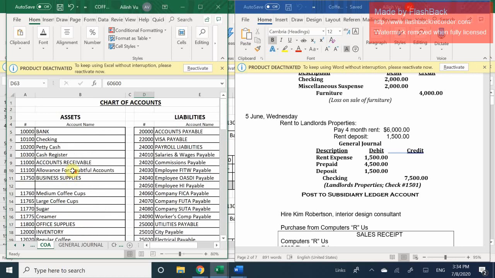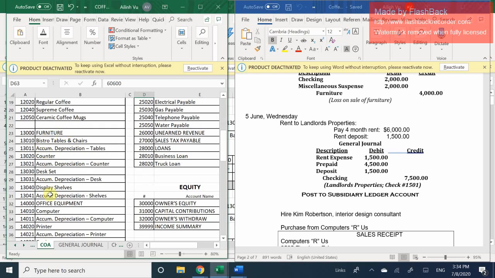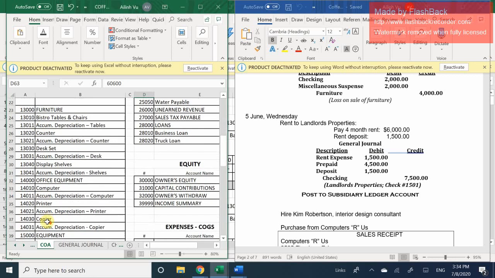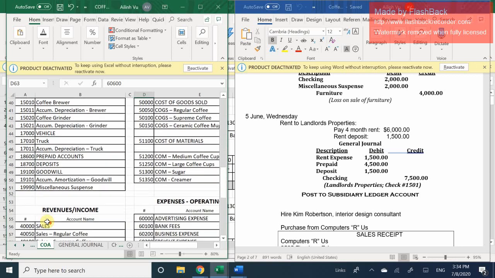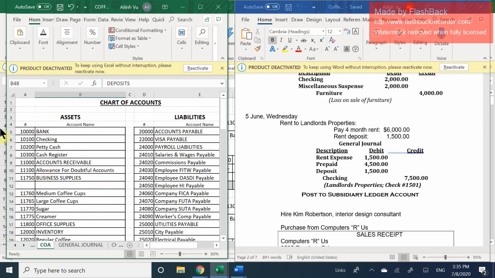Okay, good. Now, where can I find my prepaid accounts? Hint, it's an asset. Okay, it's an asset. Their deposits. We're looking for the prepaid accounts. That's 18,600, and my deposits is 18,700. Good. And then lastly my checking is 10,100.